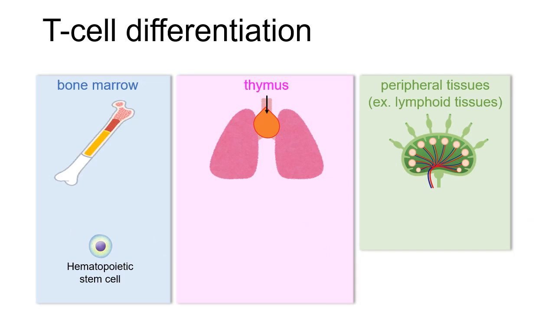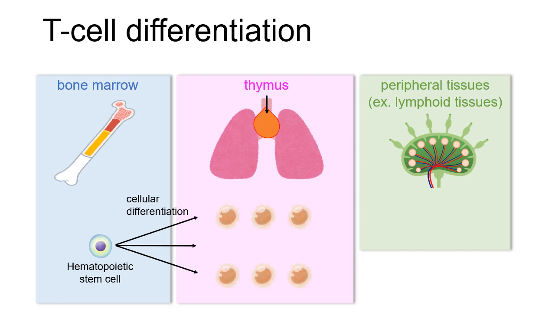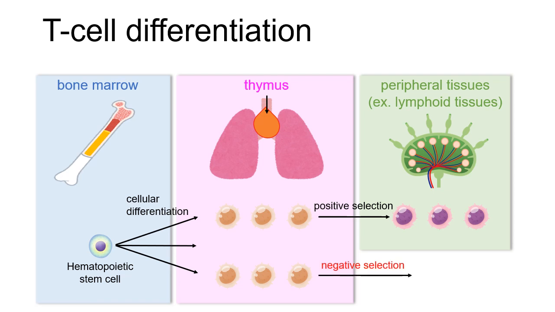How are T cells produced? Hematopoietic stem cells, which are the source of T cells, are produced in the bone marrow, and then the progenitor cells migrate to the thymus. In the thymus, they undergo positive and negative selection, and cells that pass positive selection are released into peripheral tissues. However, cells that undergo negative selection go through apoptosis.